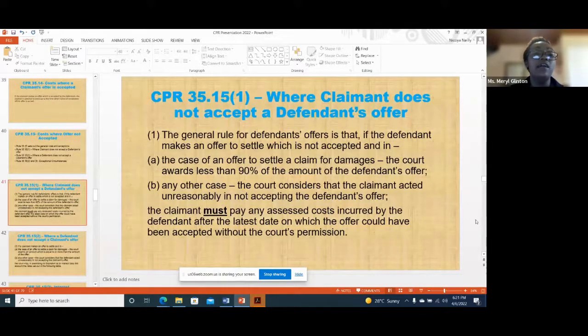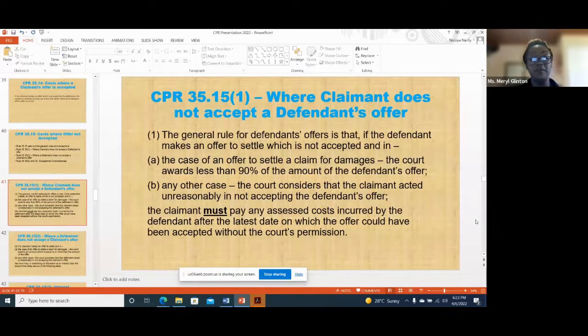In cases where an offer is made by a defendant, which is refused by a claimant, and where damages is not the subject matter, so in any other case where we're not dealing with damages, there can still be consequences if the court considers that the claimant acted unreasonably in not accepting the defendant's offer. Now we're going to look at what those consequences will be in both of those scenarios. In those scenarios, a claimant will have to pay any assessed costs incurred by the defendant after the latest date on which they could have accepted the offer without the court's permission.